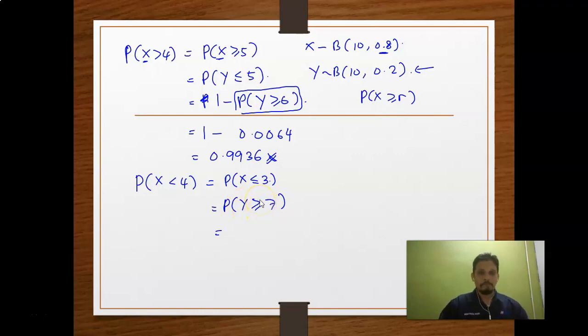Okay, and this one here now, the probability of y greater than or equal to 7. Again, the number of trials is 10, still in page 6. Number of trials is 10 and p is 0.2 and y is greater than or equal to 7. I think we have found it earlier just now, which is 0.0009. Okay, this one.